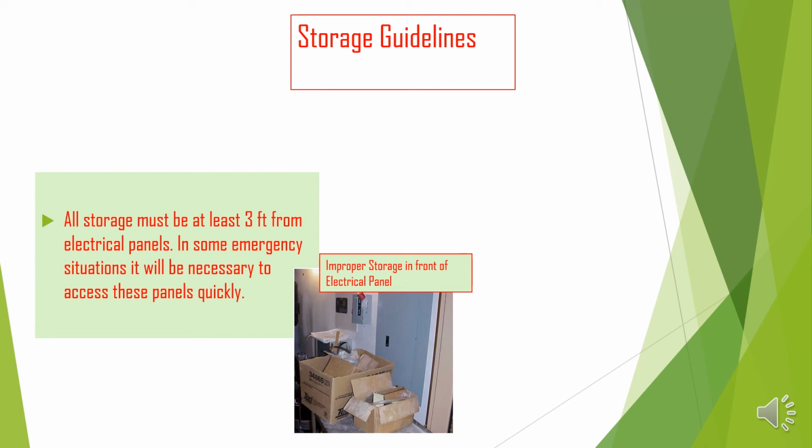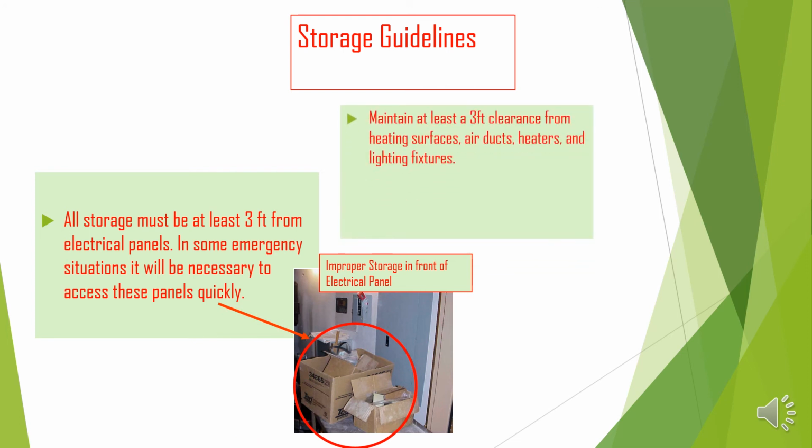This is improper storage in front of an electrical panel, and as I told you, there is a carton very close to it. Again, maintain at least 90 centimeters or 3 feet of clearance from heating surfaces, air ducts, heaters, and light fixtures. Anything that can give heat, you have to keep your things at least 90 centimeters away from it. Storage of combustible materials in a mechanical room is prohibited. A mechanical room has a lot of machines that can give heat, so don't put cartons or anything that could catch fire.